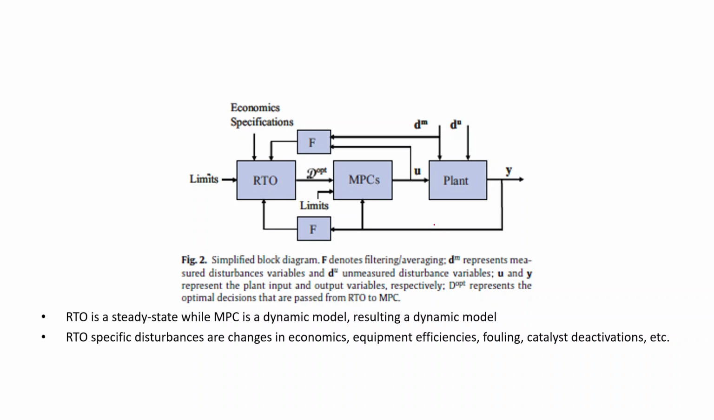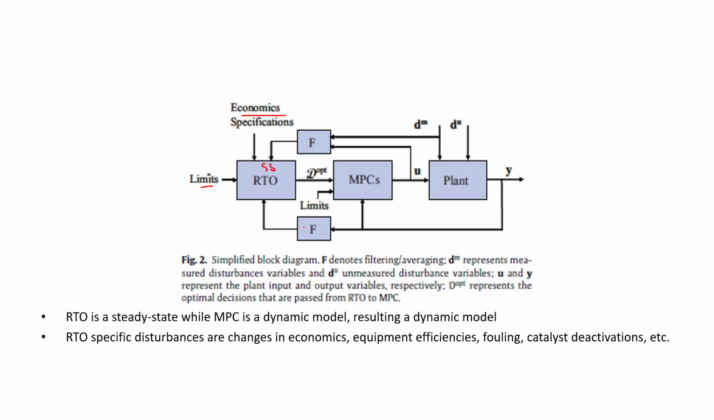I think it's quite simple. So RTO is a steady state model. We have a steady state model over here in the RTO, and then we have the economic numbers on the prices, and then we have the operating limit or design limit, and then we have the data that we get from the plant.